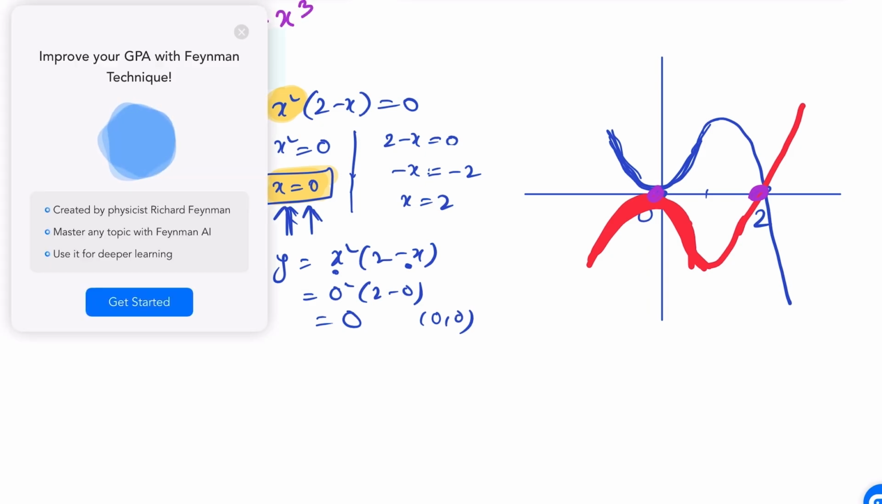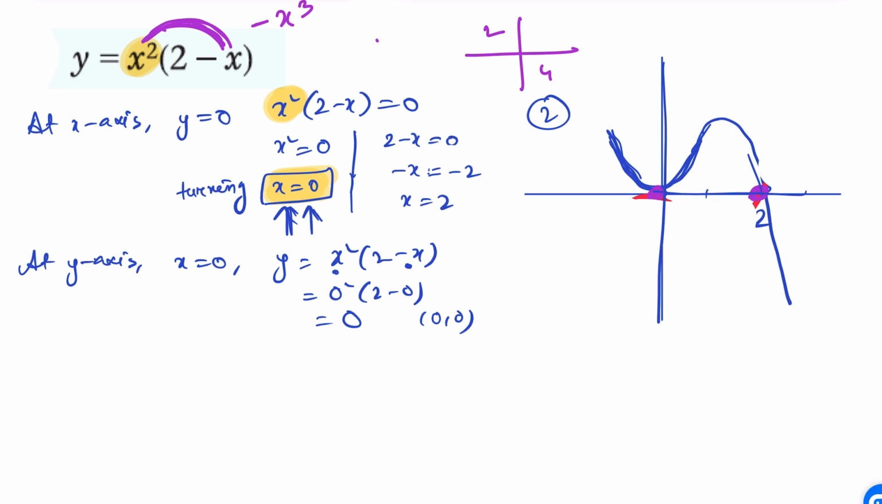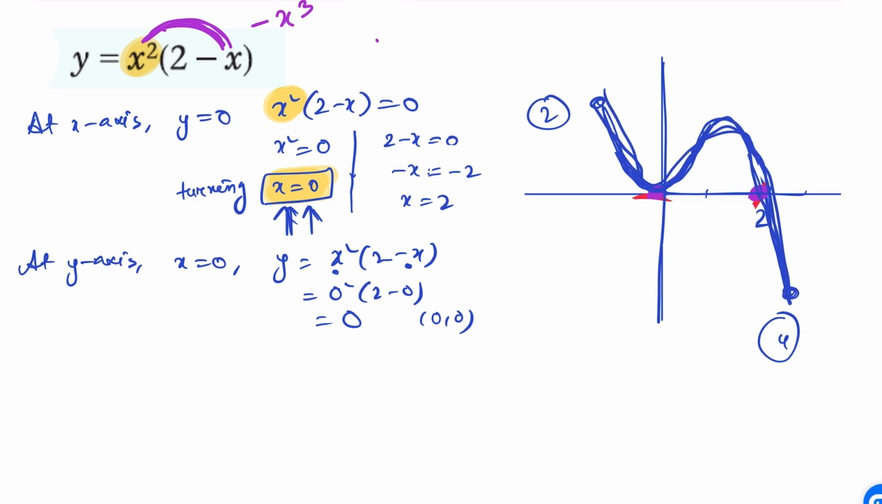So it's minus x cubed. So the curve is supposed to be in the second and fourth quadrant. It means the blue one is correct. So I will just remove the red one. This is second, this is fourth. So the starting and ending of the curve is in the second and fourth quadrant.